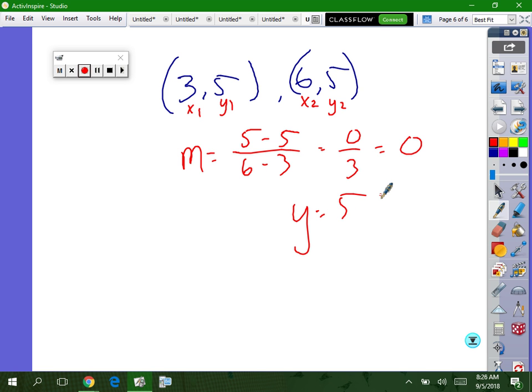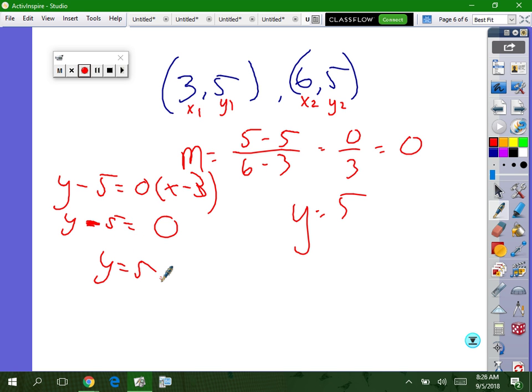And we could do point slope on this one just as well, just to show you. Y minus y1 equals slope times x minus x1, which is 3. What's 0 times anything? 0. Y minus 5 equals 0, hence y equals 5. It still gets us there, doesn't it?